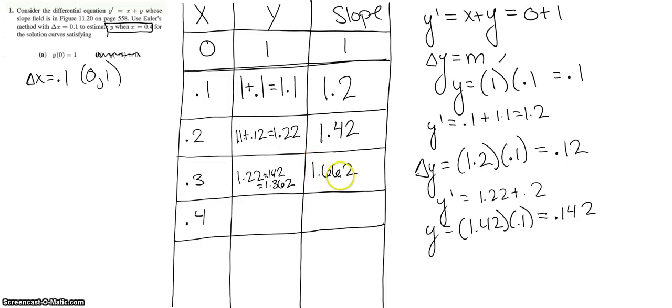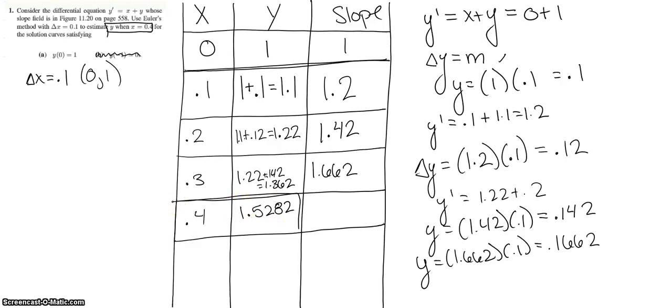We then put 0.3 and 1.362 into the slope formula and find that the slope is 1.662. We find y again. Delta y equals slope, 1.662, times delta x, 0.1, which equals 0.1662. And then we add that to the previous y value, which gives us 1.5282. And there we have our y value for when x equals 0.4.